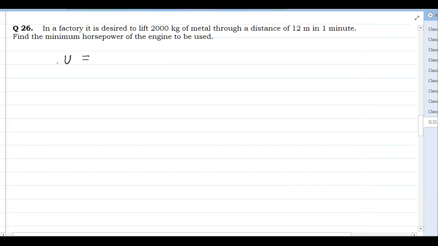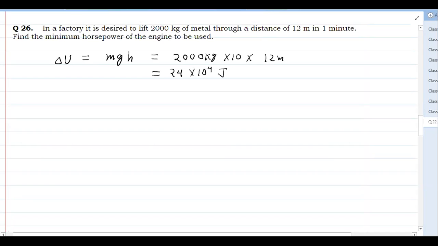So the increase in potential energy will be equal to mgh. So m is 2000 kg, g is 10, h is 12 meter. So that is 24 into 10 to the power 4 joule.